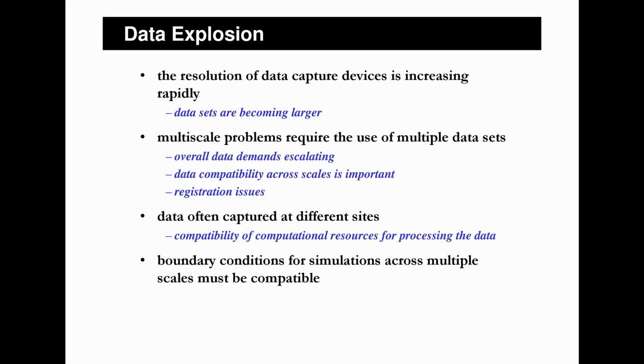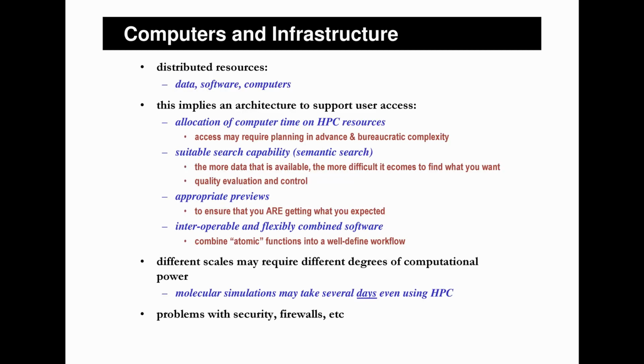The computers and infrastructure supporting this now tend to be distributed. So you have data in databases scattered around internationally. Software is often located with the data or on distant servers, or you may be using grid technology, this type of thing, where you're using multiple servers to do things. So distributed resources are becoming very common.